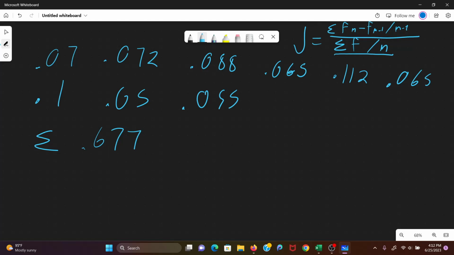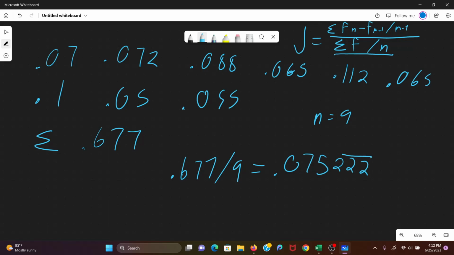So 0.677. Our n here is 9. We're going to do 0.677 divided by 9, which equals 0.075 repeating. I'm going to write that down here to save it for later. 0.075222.